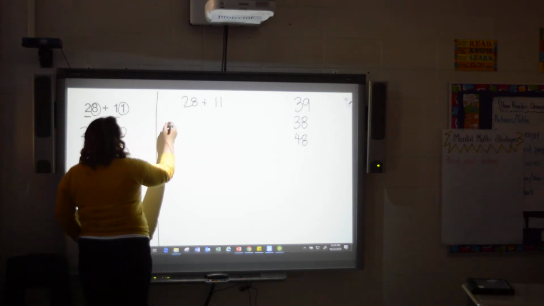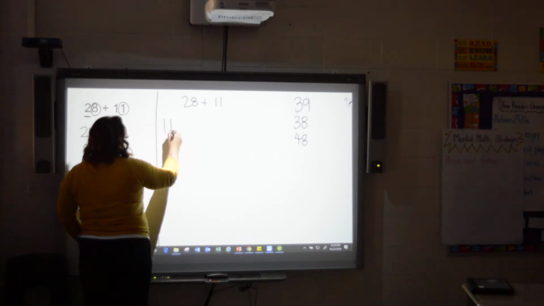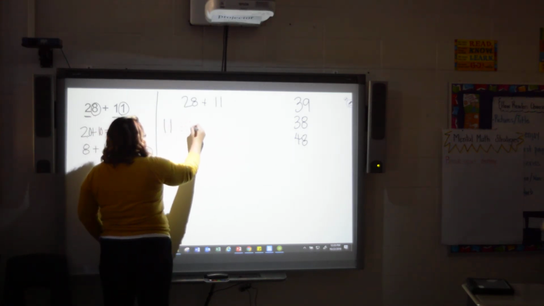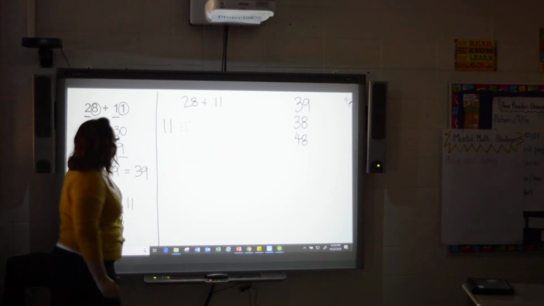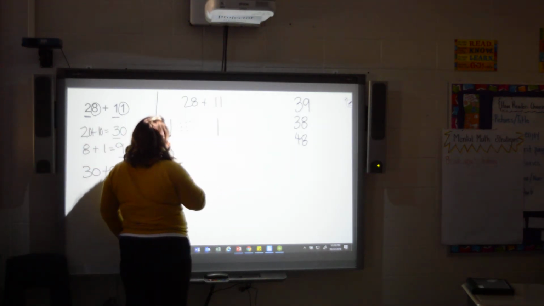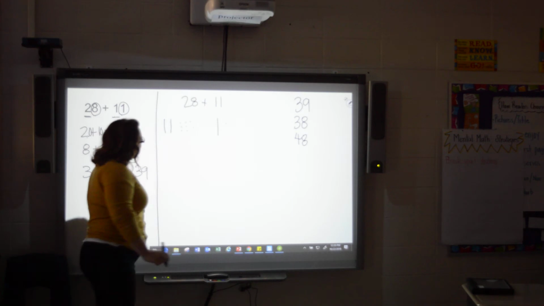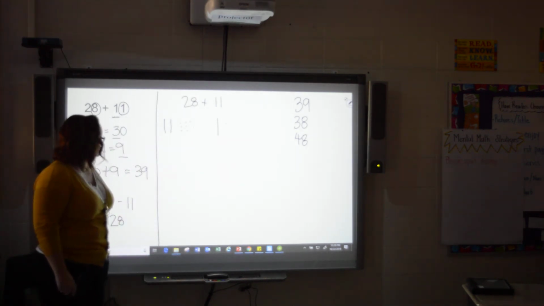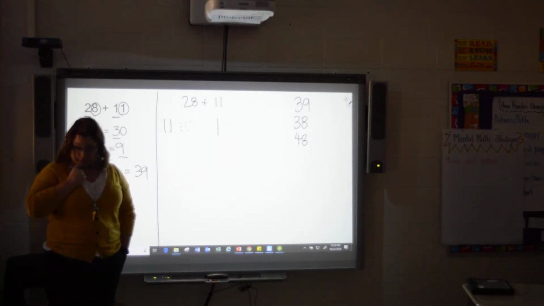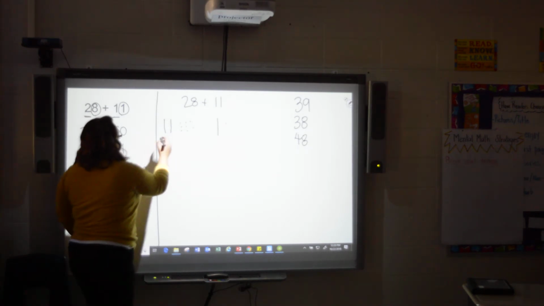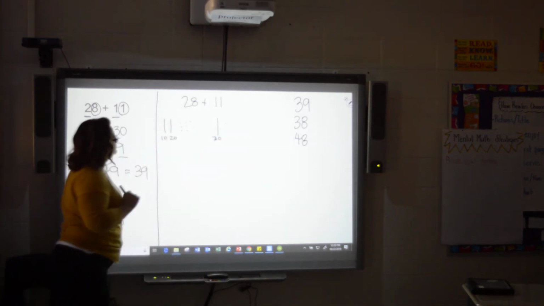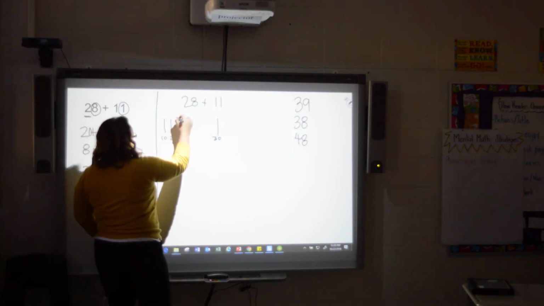So I'll put 2 ten rods for 20 and 8 ones. And then on the other side, I put 1 ten rod and 1 one. And then I added them all up. I did 10, 20, 30. All right, so you said 10, 20, 30, then 31, 32, 33.